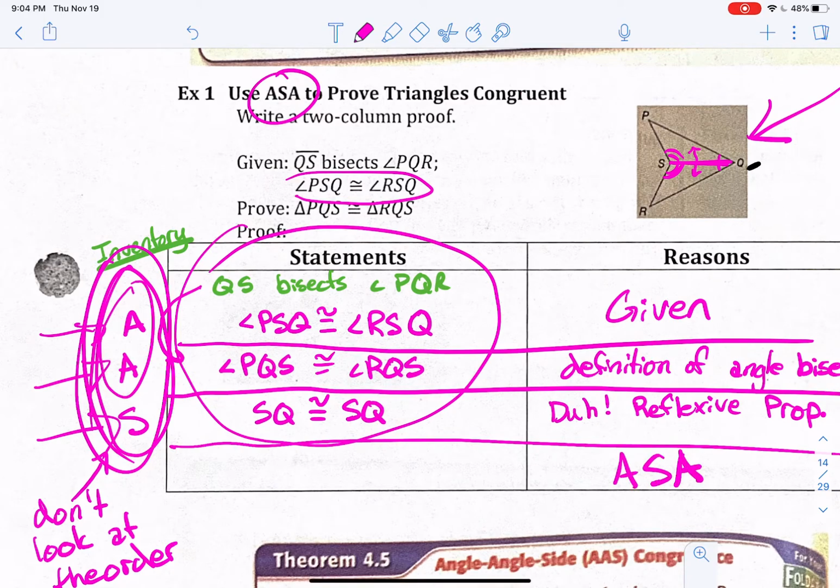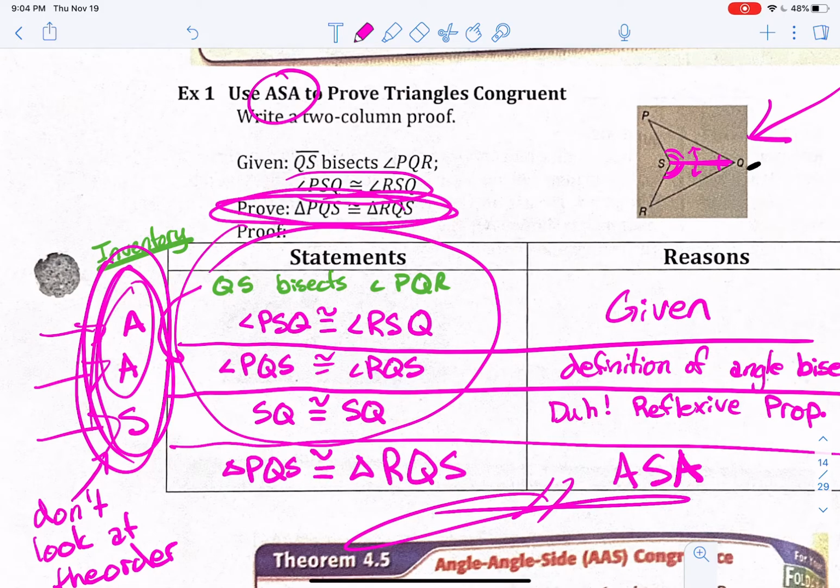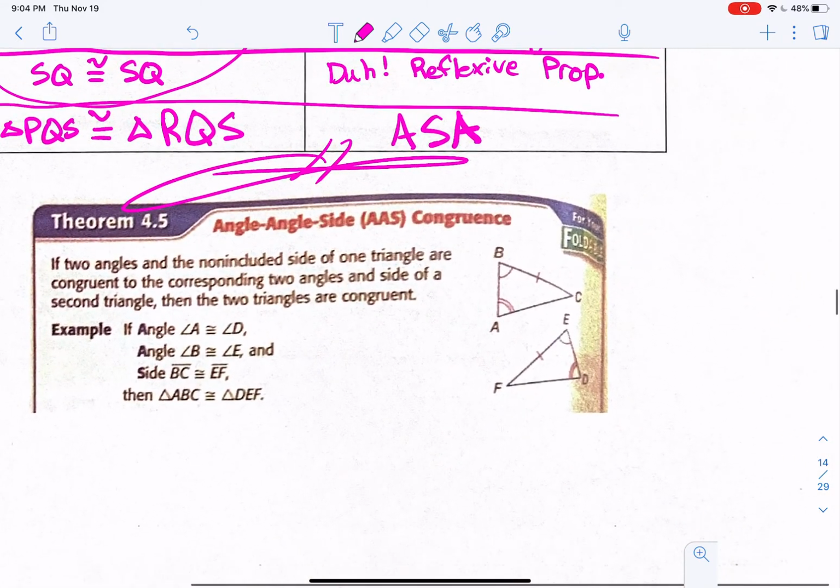So ASA, and our proof statement was PQS. I'm getting that from this information right here. PQS, that top triangle, is congruent to RQS, the bottom triangle. And now we are done. Okay? All right, the next one here is angle side.